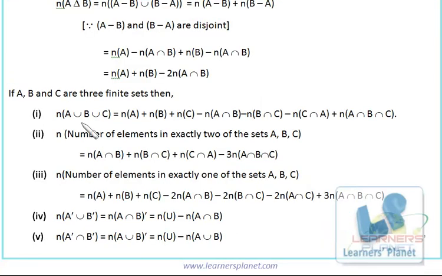Similarly, this is an important one for 3 finite sets. You don't have to mug up all the formulas, just learn the formula for 2 sets and 3 sets. For A union B union C, the number of elements is n(A) plus n(B) plus n(C), deduct the intersection between A and B, B and C, C and A, and add A intersection B intersection C. Again, we will be using Venn diagrams to solve the problems based on 2 sets and 3 sets. So no need to mug up the formula. You should be conceptually clear.